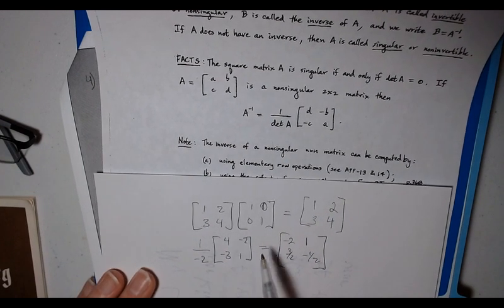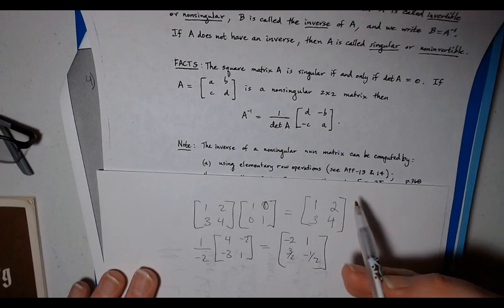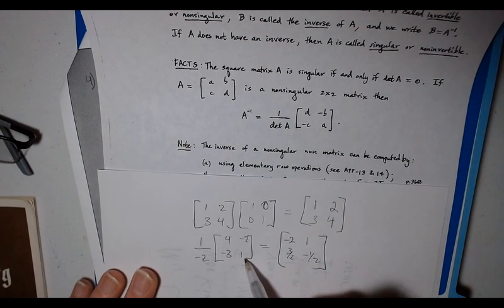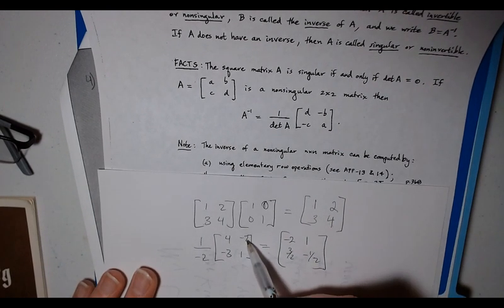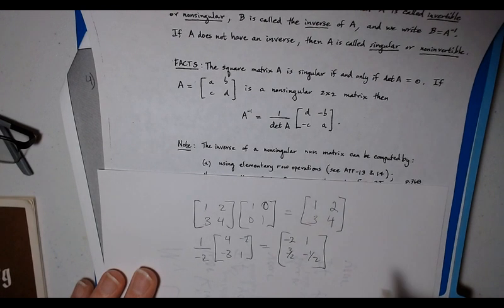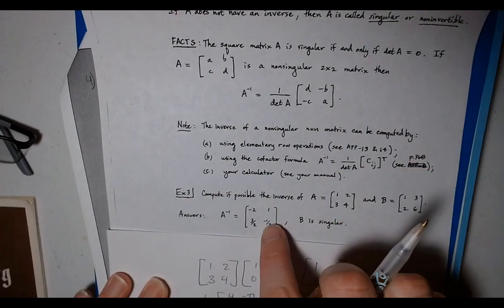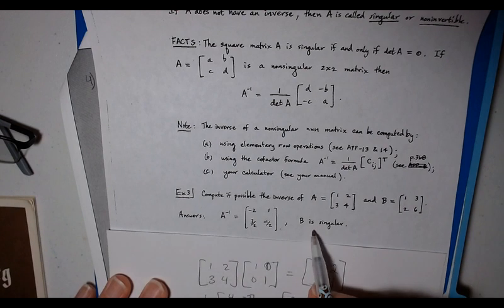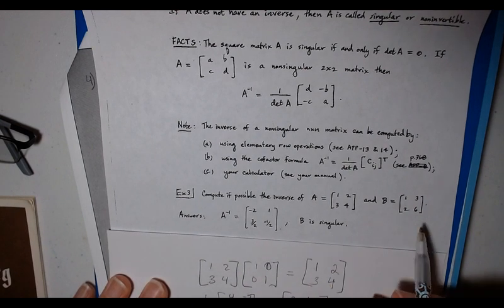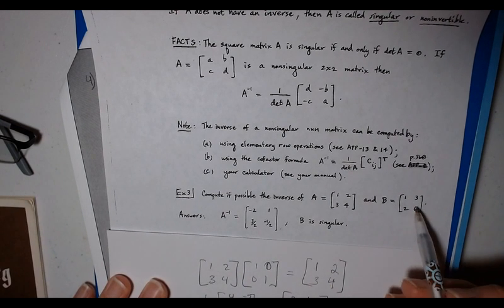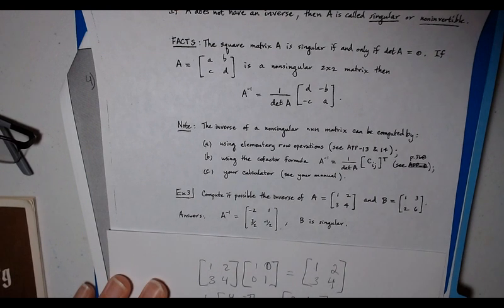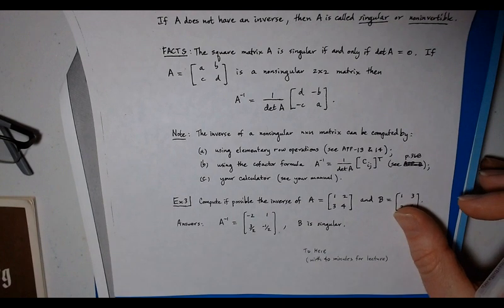It was 1 over the determinant of A, and then we switch these two, so that's the 4 and the 1, and we negate those two, and then I just multiplied in the -1/2 to get this. You can already see the answer. Here B is singular. 6 minus 6 is 0. Its determinant is 0, so for B, we can't find an inverse.